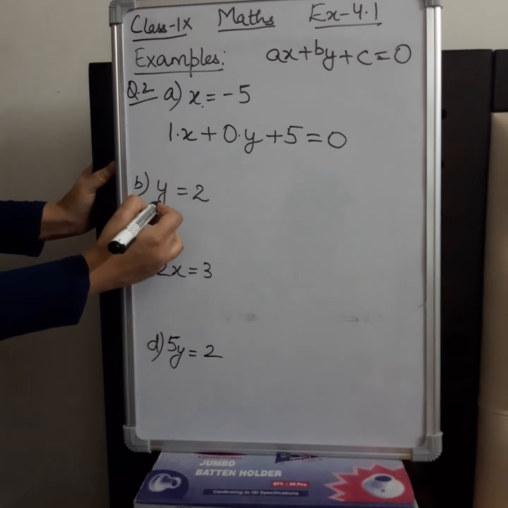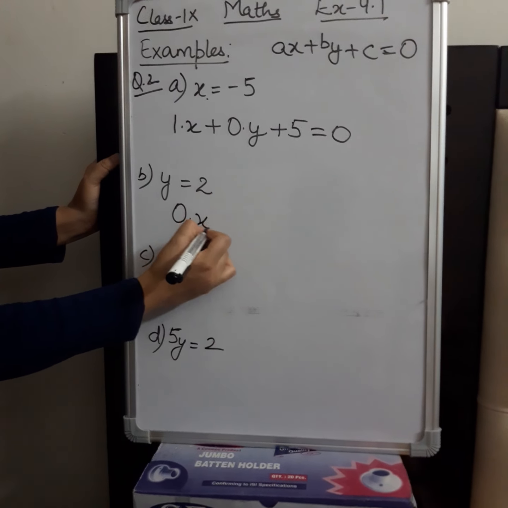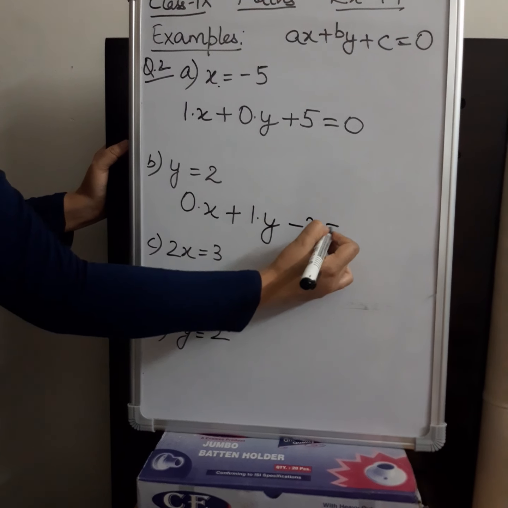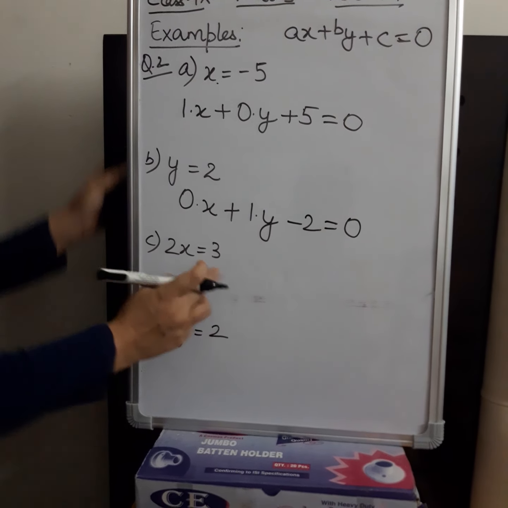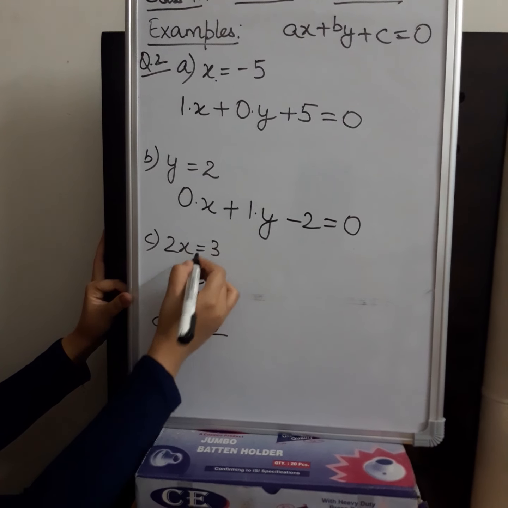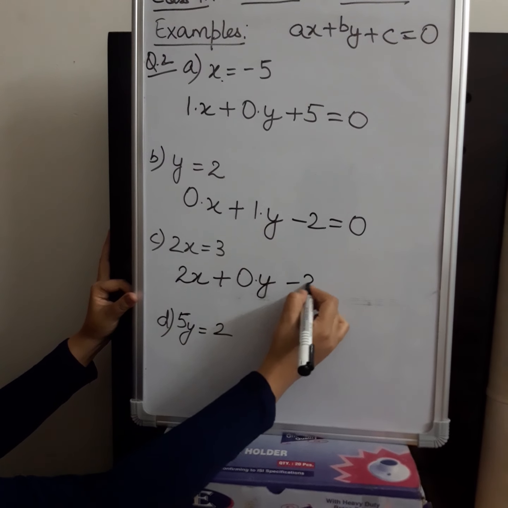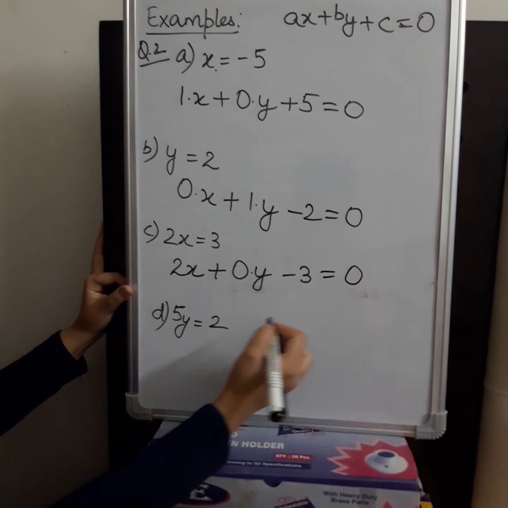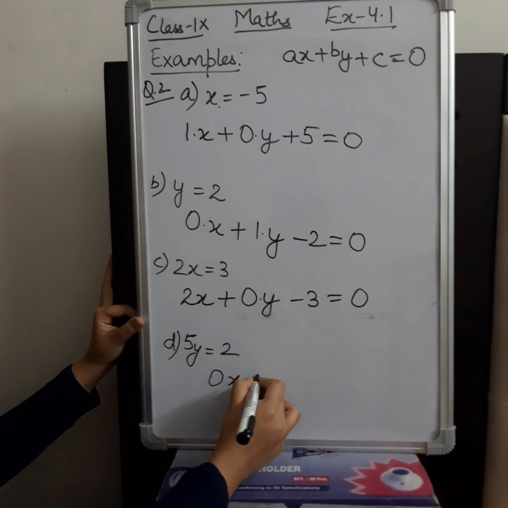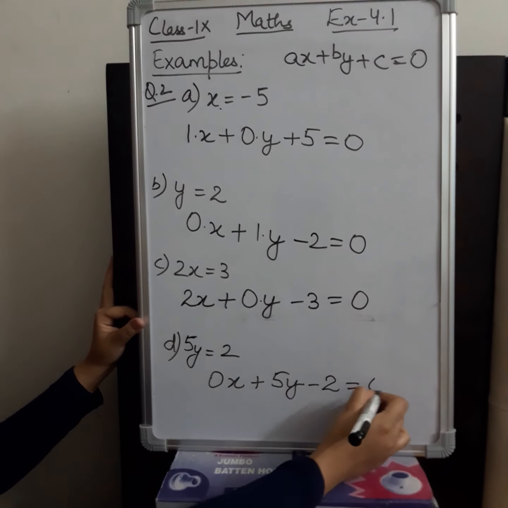Similarly, in the second, x is not there, so we write 0 into x plus 1 into y minus 2 equal to 0. Similarly, in the third part, x is already there, so 2x. Again y is not there, so 0y. Minus 3 equal to 0. And the last one will again be 0x plus 5y minus 2 equal to 0.